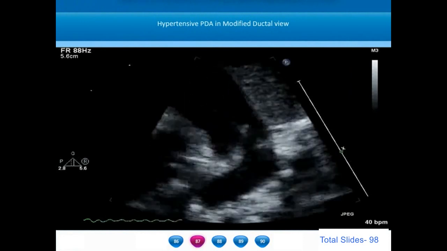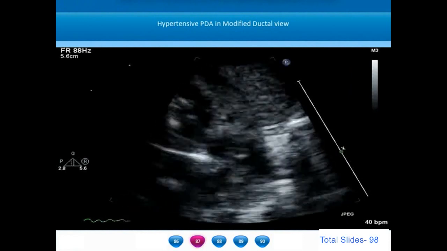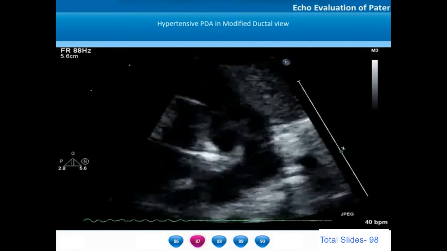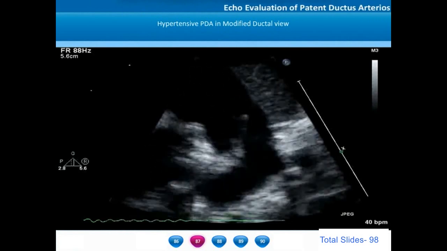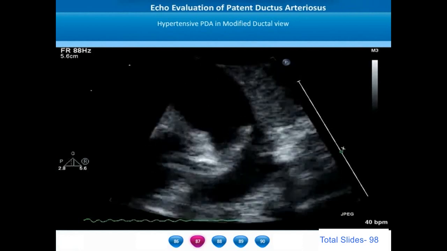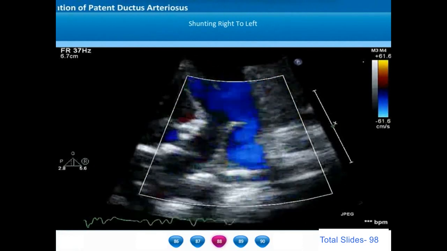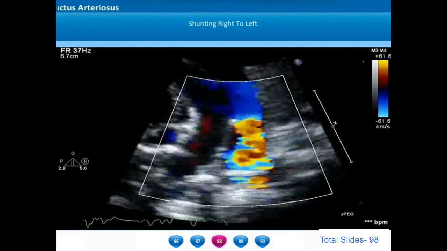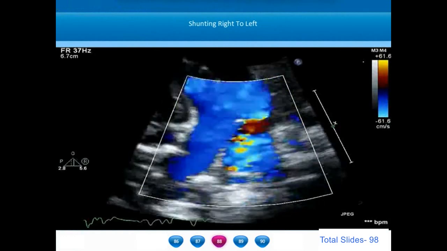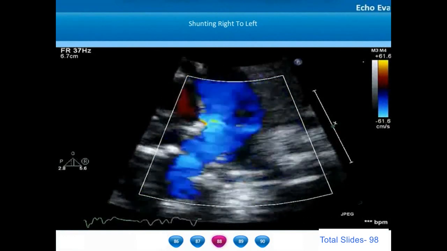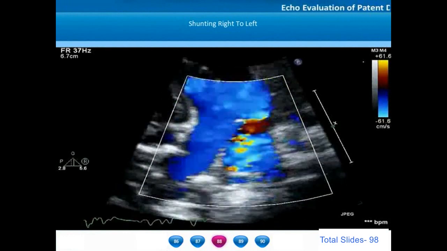In a high left parasternal ductal view, a magnified view of a hypertensive ductus shows that it's a long, large tubular ductus. The flow in this long, large tubular ductus is mostly right to left, with very occasional flashes of red indicative of very transient left-right shunts.